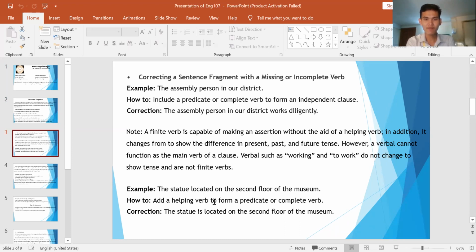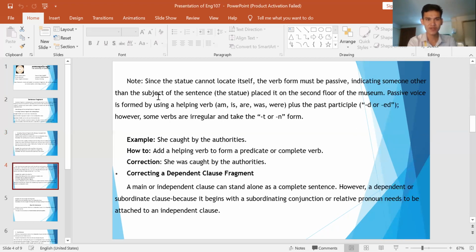So you need to add a helping verb to form a predicate or complete verb. Okay, for example, the statue is located. You need to add "is" here. We call it a helping verb. Located on the second floor of the museum. Okay, let's look at the note here. Since the statue cannot locate itself, you need to form the passive, indicating someone other than the subject of the sentence placed it on the second floor of the museum.